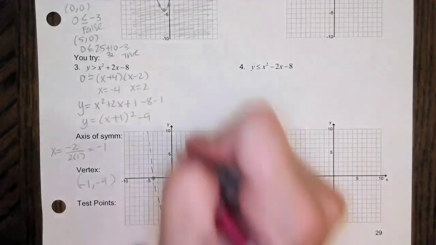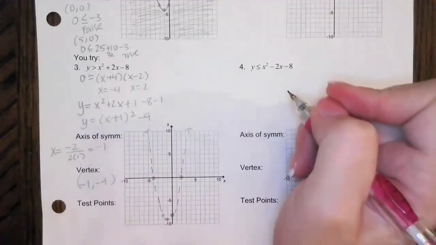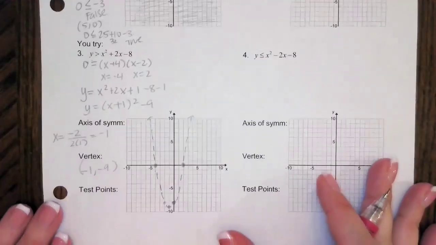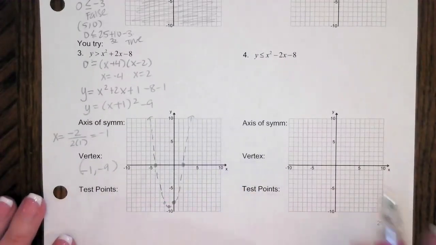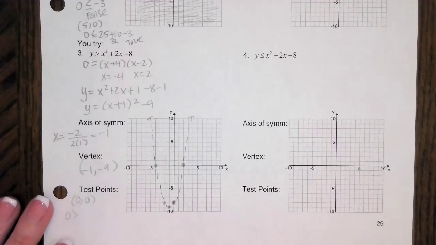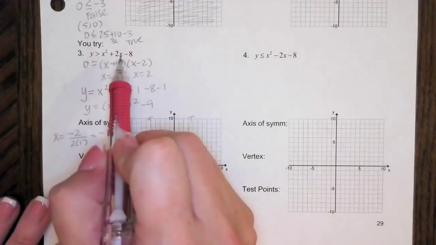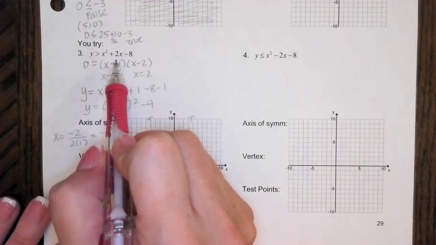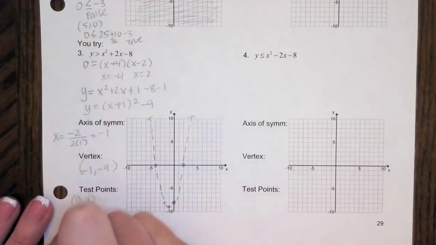And so there is our parabola. Now, we test points inside or out. Again, (0, 0) is not on the curve, so I could use that one to test. That's one of the easier points to test. I plug in 0 there, and I get 0 is greater than 0 squared plus 2 times 0, all of that is 0, minus 8.